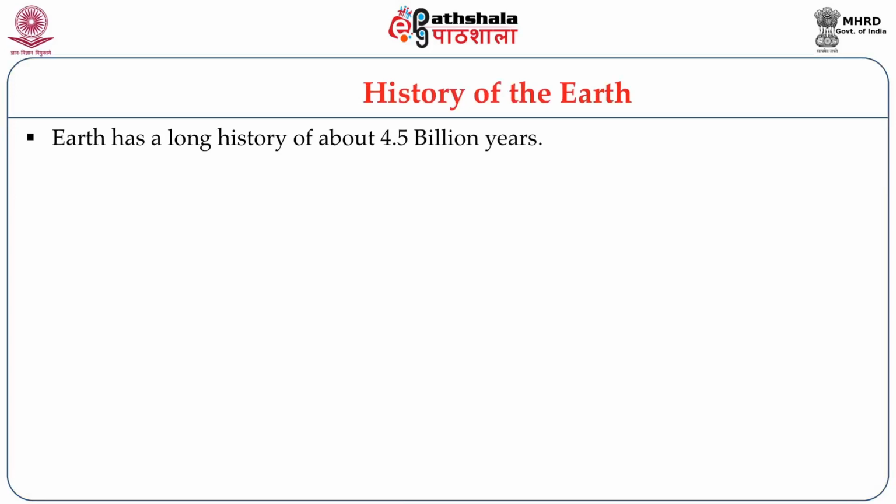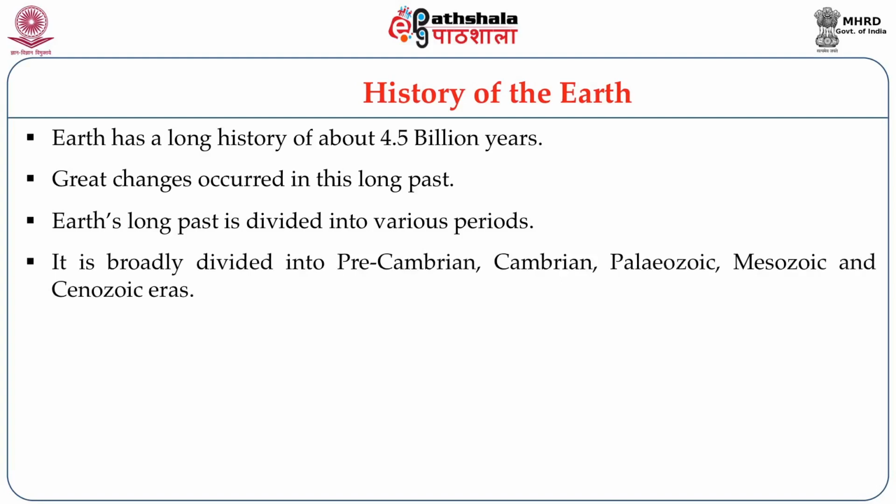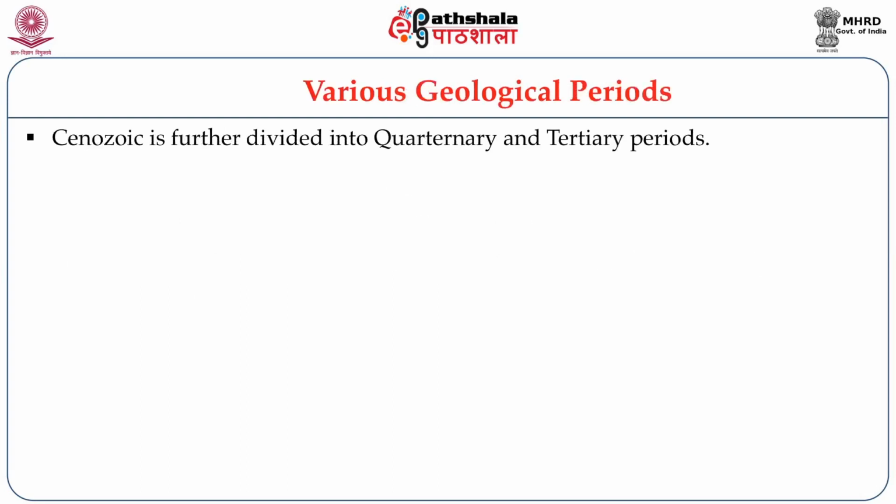So when we talk of the past environment, first of all, we have to learn about the history of the Earth. The Earth has a very long past, stretching back to nearly 4.5 billion years, or 450 crore years. During this long period, great changes have occurred. The Earth's past is divided into various geological periods, starting from the Precambrian era and the next Cambrian era, Paleozoic, Mesozoic, and Cenozoic eras. These eras are again subdivided into various periods.